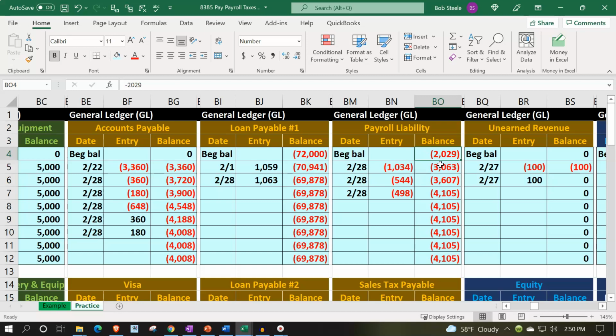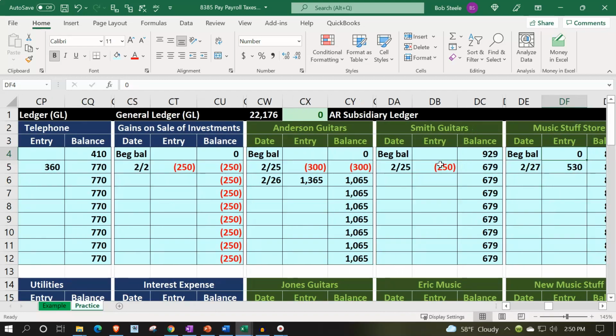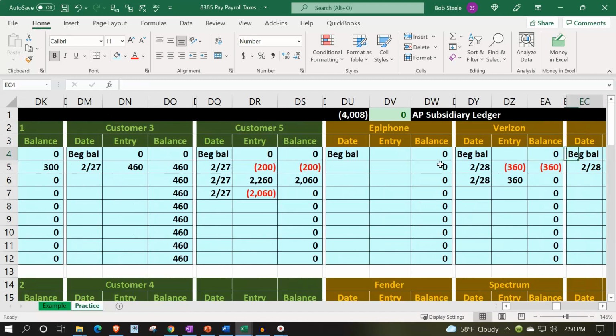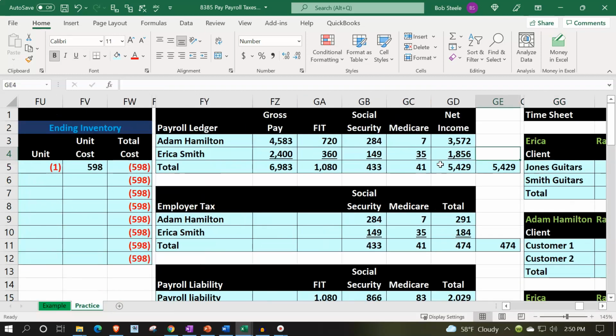I'm going to break it out into 3 components, 3 checks, breaking it out into federal income tax, Social Security, and Medicare. So I'm going to go all the way to the ledger that we put into place, the payroll ledger, and look at what we calculated. We used this to calculate the payroll for the first month.